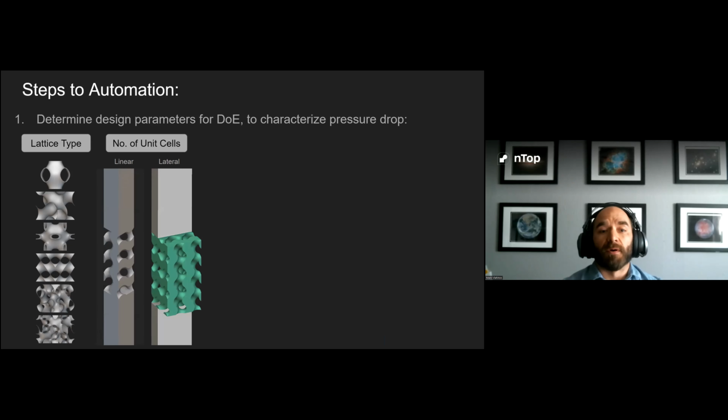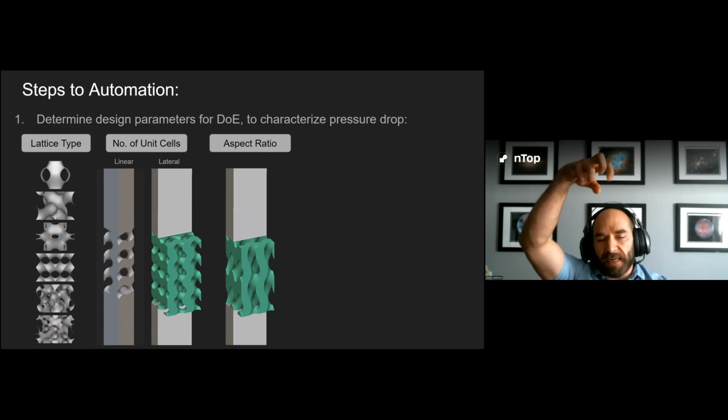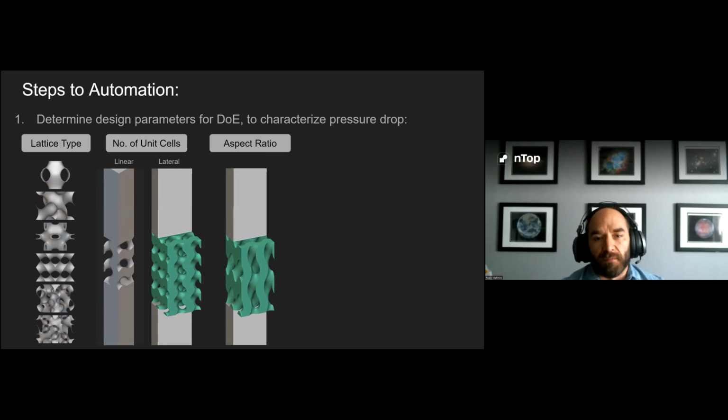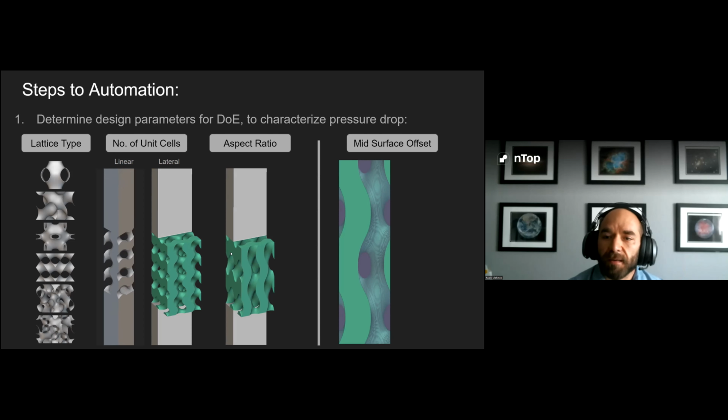The number of unit cells, both linearly as we stack them and grow the length of our heat exchanger, but laterally as well. How does that impact the overall flow? Aspect ratio, again, we're stretching the cell size in the primary direction of flow. These are the first three that we're going to look at, and then one that we're going to tack on in a few slides is the mid-surface offset. If you don't know what that term is, that's okay, I'll explain it.